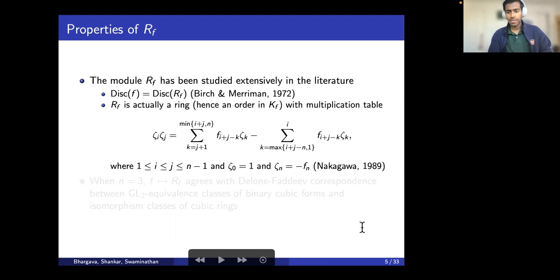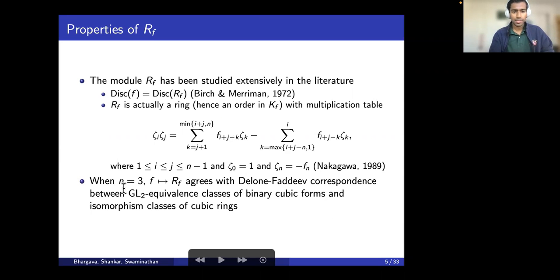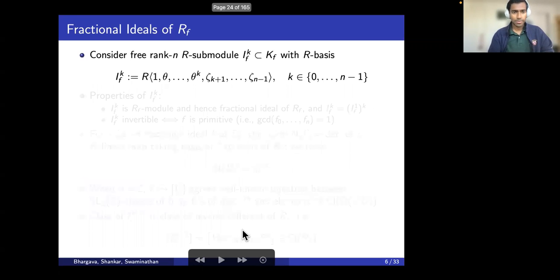So this construction might seem a bit arcane, but at least in some cases it should be familiar. In the case where n equals 3, the assignment taking a binary cubic form to its corresponding cubic ring agrees with the Delaunay-Faddeev correspondence between GL2 equivalence classes of binary cubic forms and isomorphism classes of cubic rings. So at least in that case, it might be familiar. Okay, so that's the ring associated to a binary form. And the parametrization will concern ideal classes of these rings. And so I need to tell you about the fractional ideals of these rings.